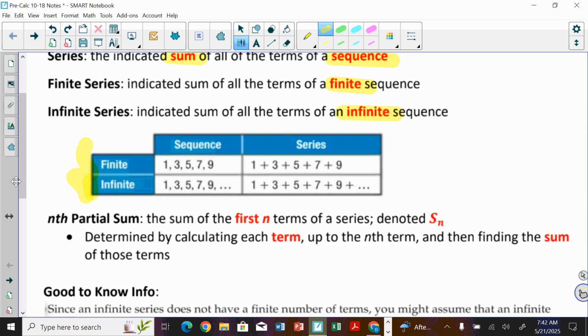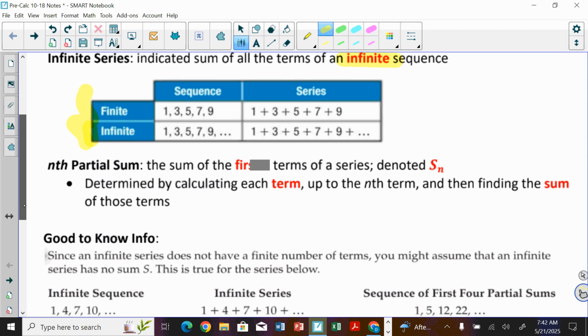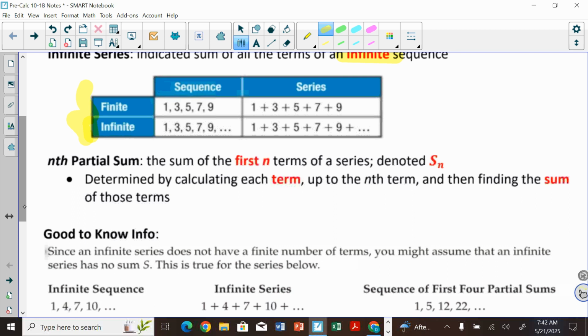All right. The nth partial sum. So this is just kind of part of it. This part here just talks about the sum of the first n terms. So they will denote a number of terms and they want the sum of those. Usually we denote that with an s sub n, like that. And then you calculate each term they want, up to the nth term, and then find the sum of those terms. So add them up. Okay, so it's just some information here that's good to know.